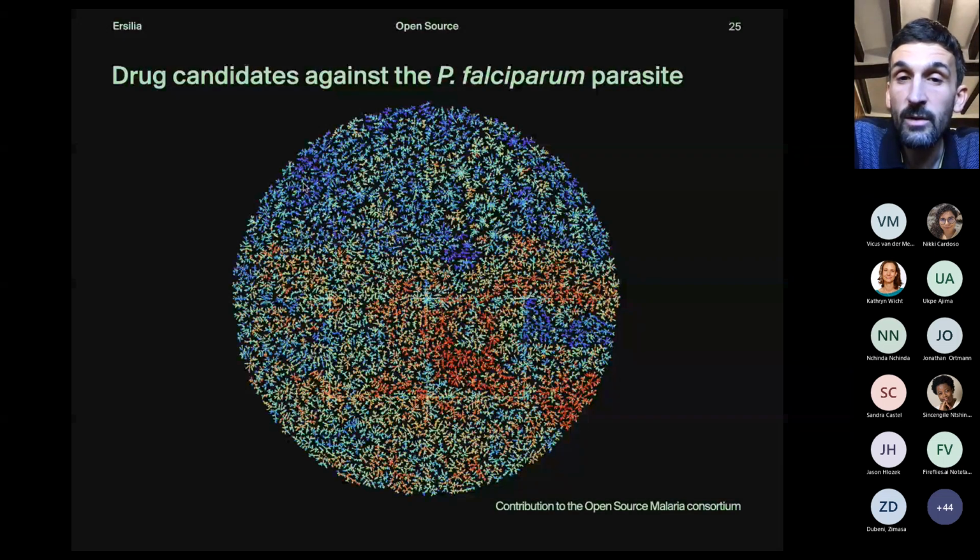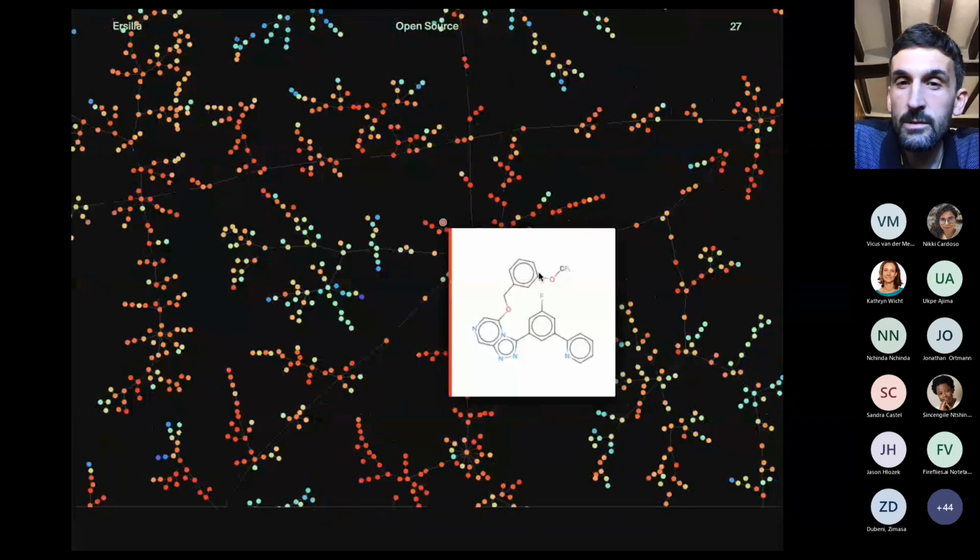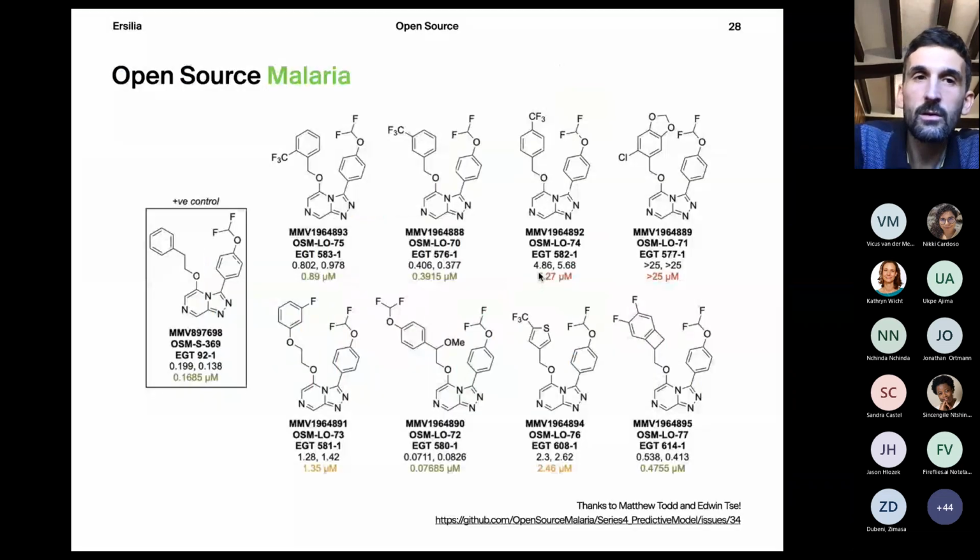In this case, we have 100,000 candidates that we produced over an afternoon on a laptop computer, that we can explore and basically pick from, small molecules that we believe might be interesting for this particular assay. This was done in the context of a consortium that I'm sure you all know, called Open Source Malaria, led by Matthew Todd.